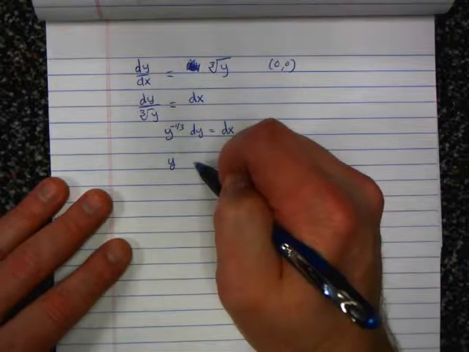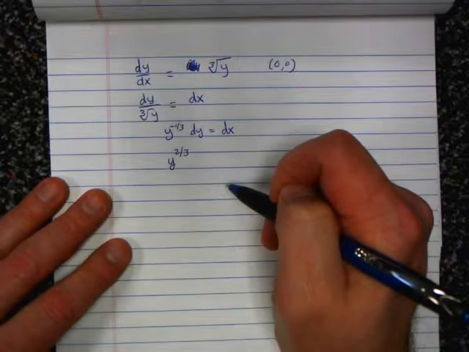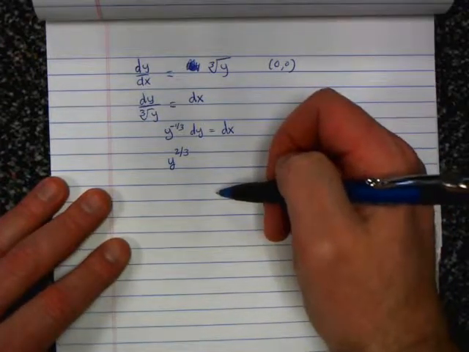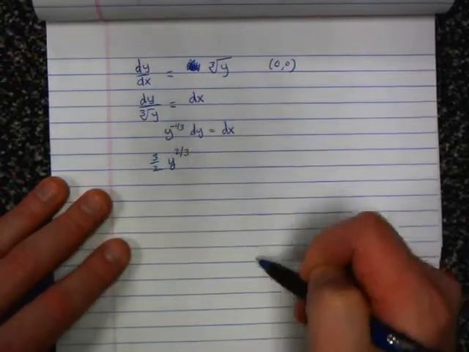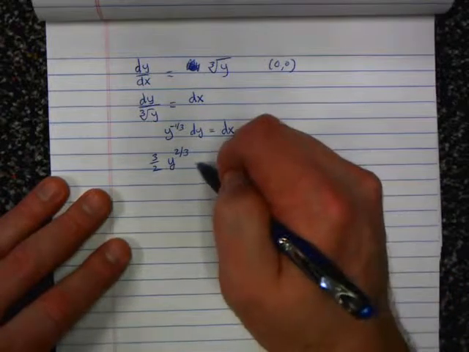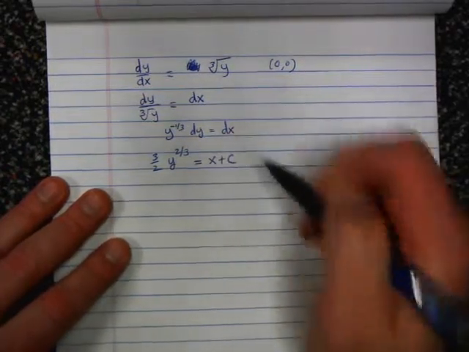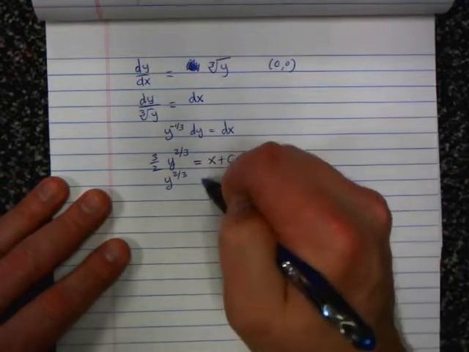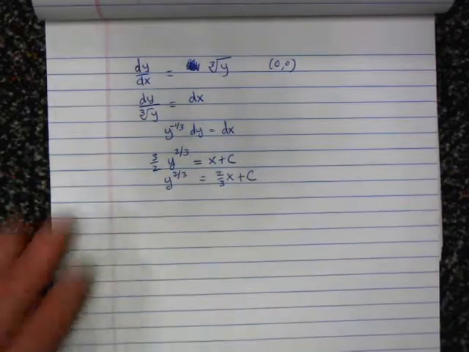Y to the 2/3, because you take negative 1/3 and you add 1, so that's positive 2/3. Flip and multiply by 3/2, equals x plus c. And again, I would probably write this as y to the 2/3 is 2/3 x plus c.